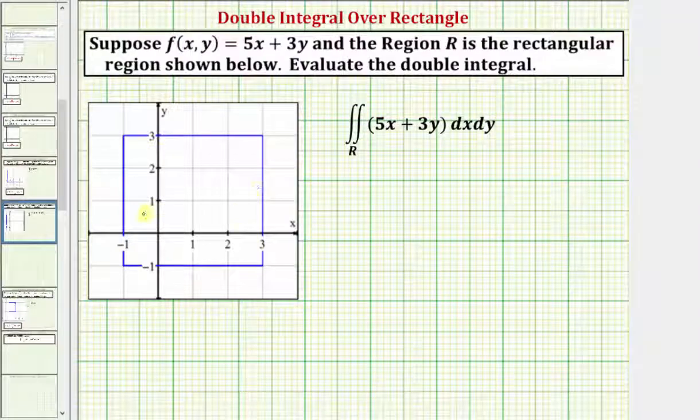Notice how the interval for x would be the closed interval from -1 to 3. The interval for y is also the closed interval from -1 to 3, which gives us this rectangular region of integration.